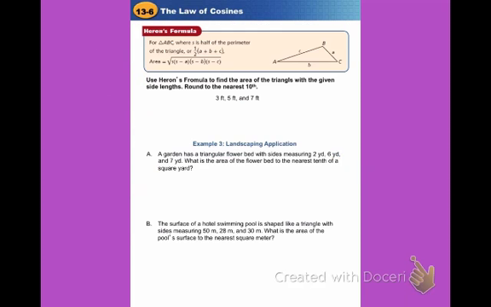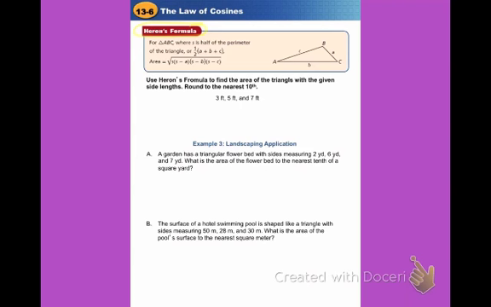So our final learning goal is to apply Heron's formula. Where this actually comes from, you can feel free to look up online. There's lots of information about where Heron's formula comes from. But basically, Heron's formula is a way of finding the area of a triangle by knowing just the three sides of the triangle. So you don't actually have to know the height.